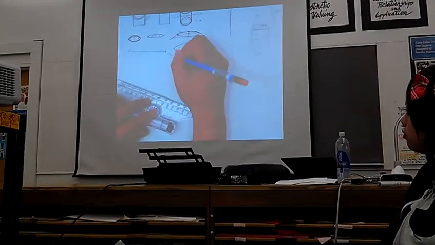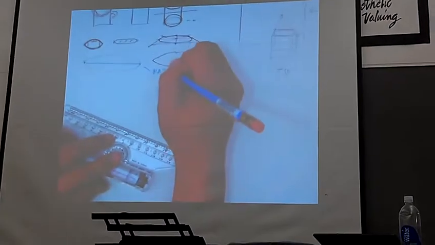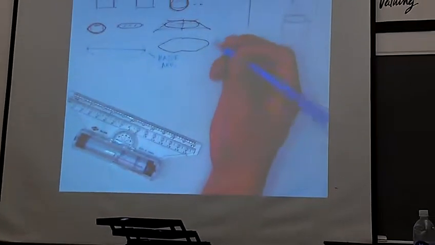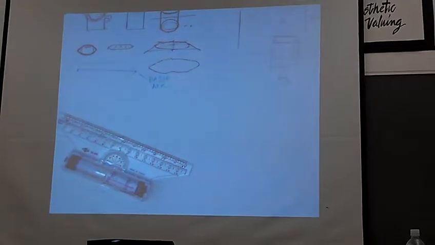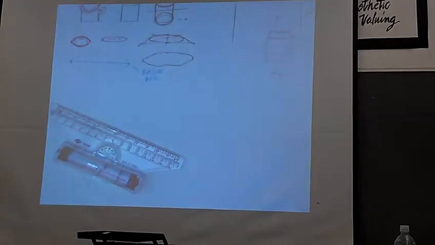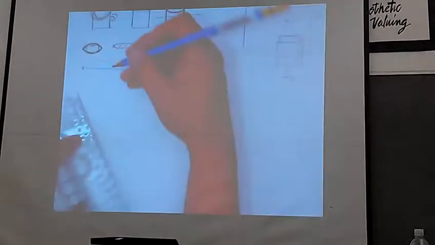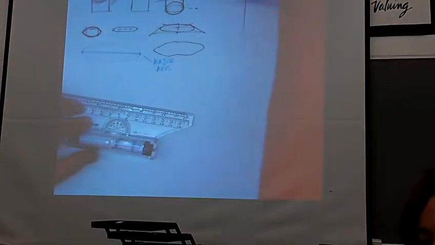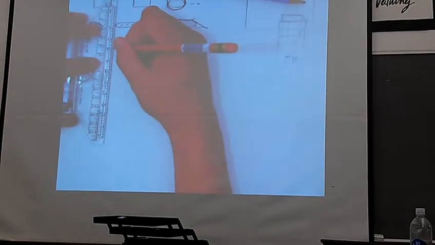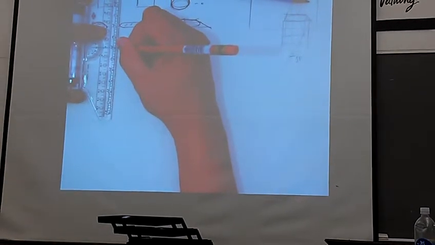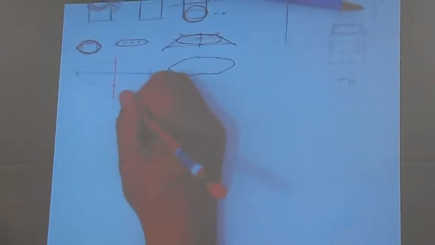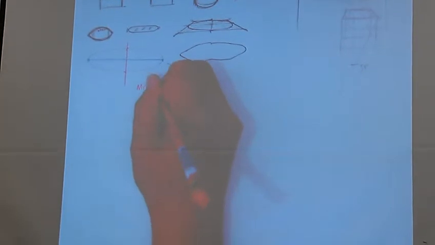This is called the major axis, and it represents the widest area of the ellipse, the widest measurement on the ellipse. If you perfectly bisect that line, this is called the minor axis.